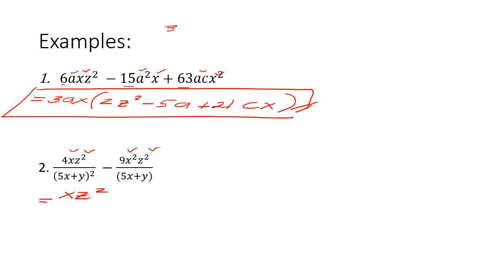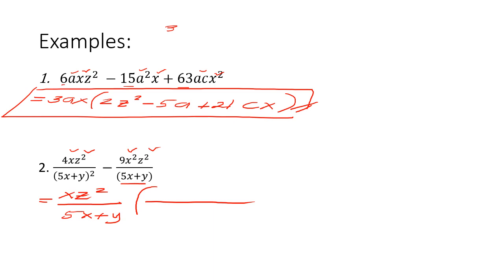How about the denominator? What are the common terms? Of course, you have quantity 5x plus y, quantity squared on the first term, and then you have quantity 5x plus y on the second term. So the common term is the 5x plus y. So you could factor that out. So you have 5x plus y. Then quantity, all right? So what's being left in the two expressions here?